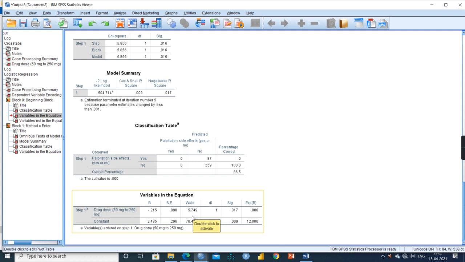From this we can understand that dosage of drug and palpitation have a linear trend pattern, and the impact has been mentioned here, an odds ratio of 0.806. So from this we can understand that they have a linear association. Palpitation and drug dosage have a linear association, which we are statistically proving. With this I am ending the Cochran-Armitage trend test.